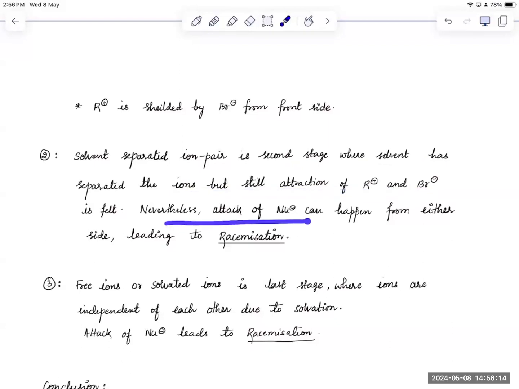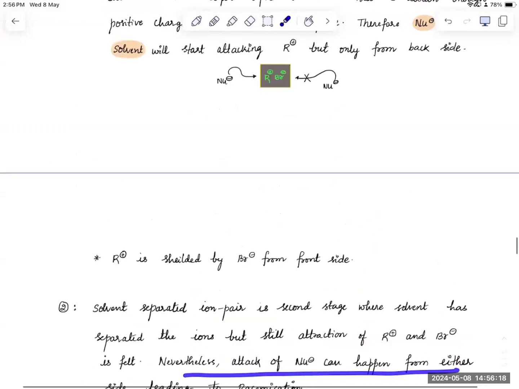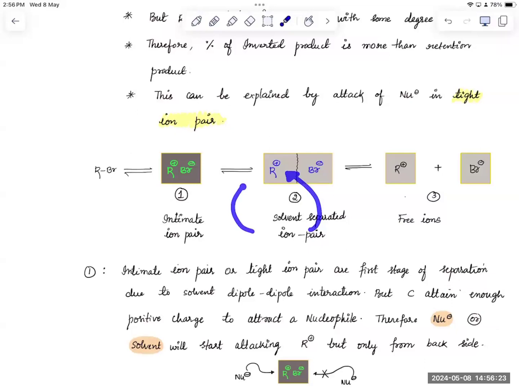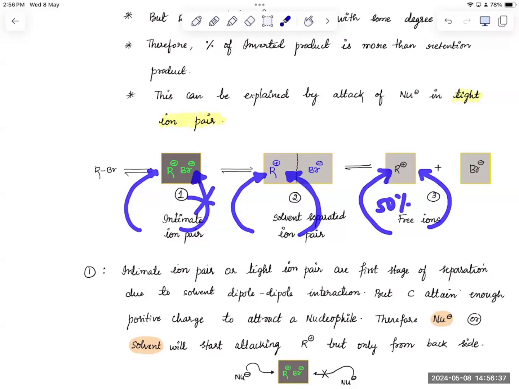Nevertheless, attack of nucleophile can happen from either side, which means in this case, water can slowly start attacking from this end also, and from the backside. Anyway, backside attack is continued, because backside it was happening, here it was not happening. Now slowly the front side also has begun. And by the time it reaches the free ions, completely 50-50% is observed.